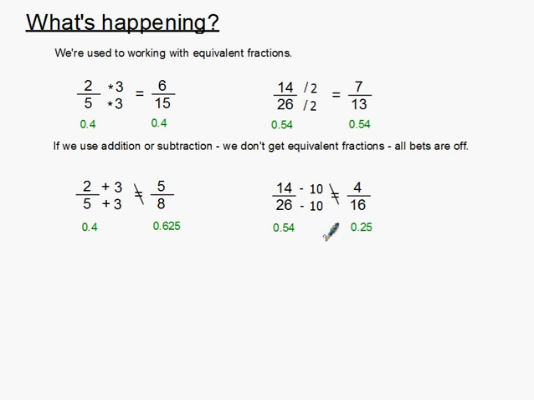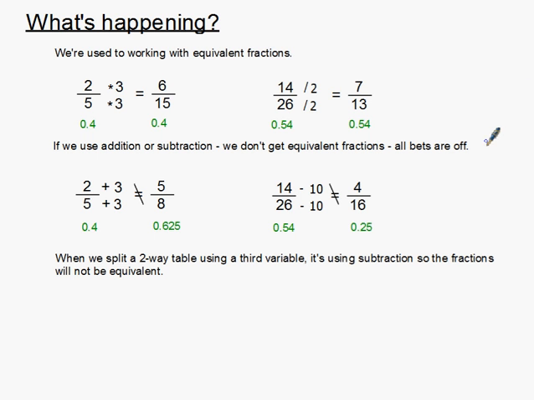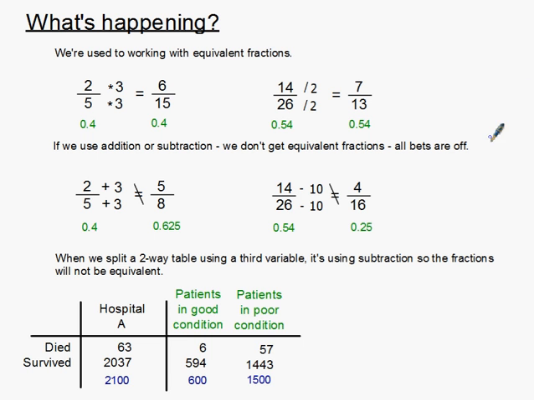It's probably been a little while. But that's what's going on here with Simpson's paradox. Right? Once you start adding and subtracting, all bets are off. The fractions no longer have to be equivalent. So for Simpson's paradox here, we'll look at hospital A. Well, if we look at the original death rate of 63 out of 2100, that got us our 3%.